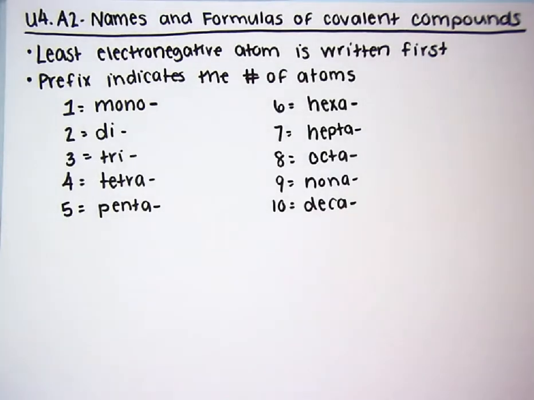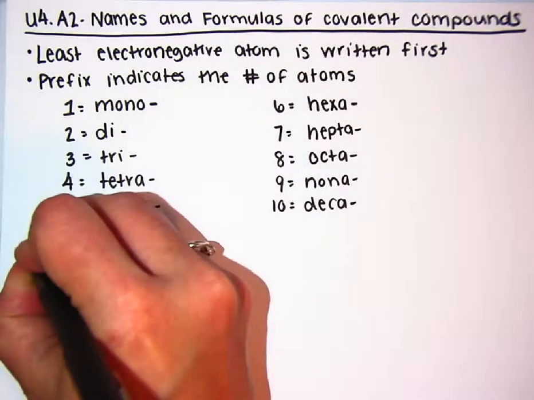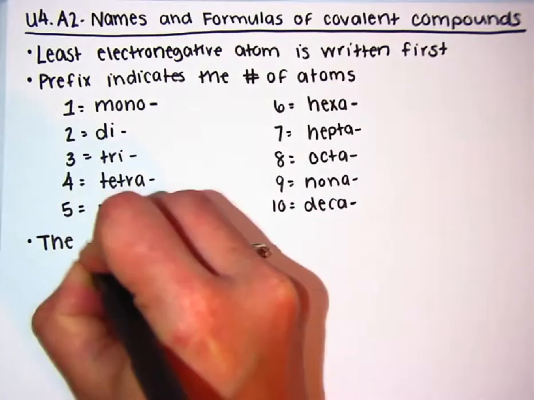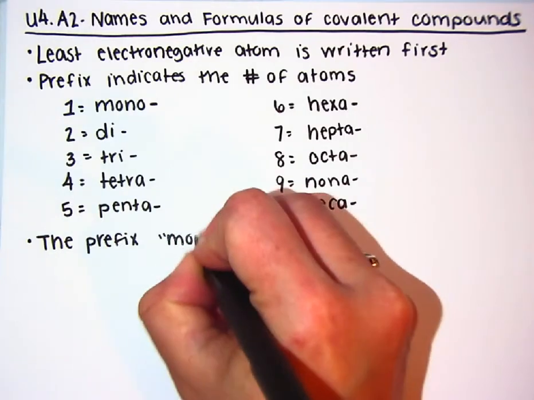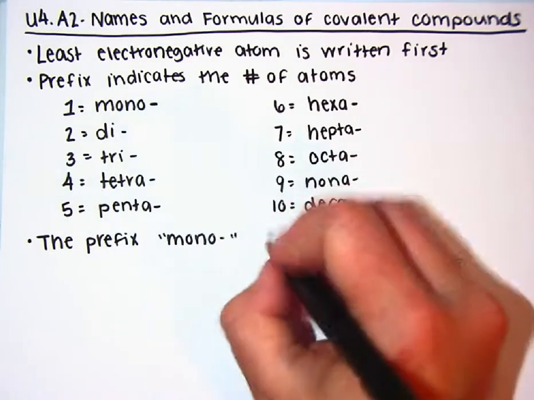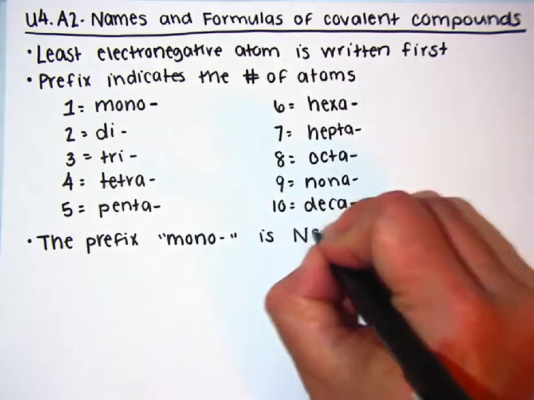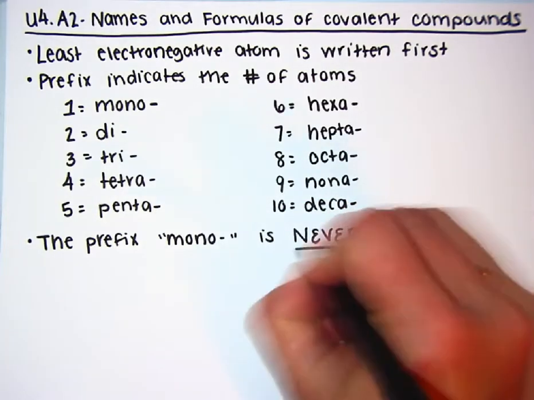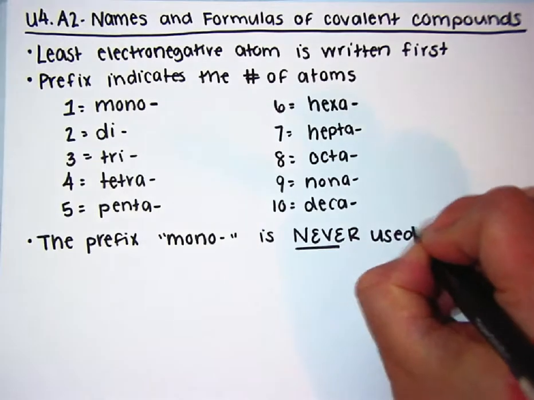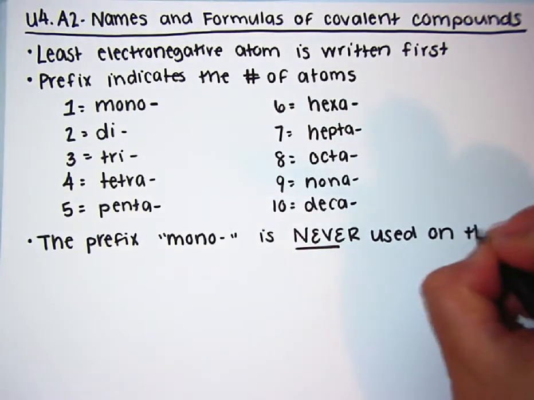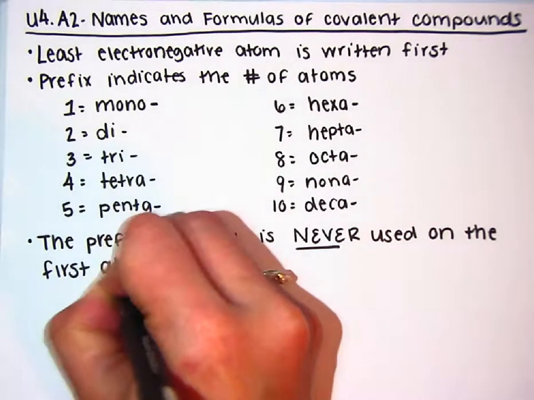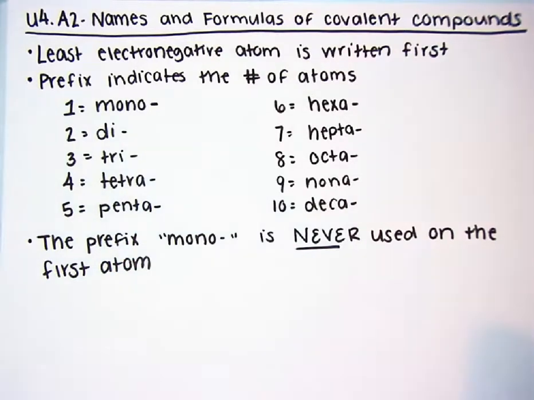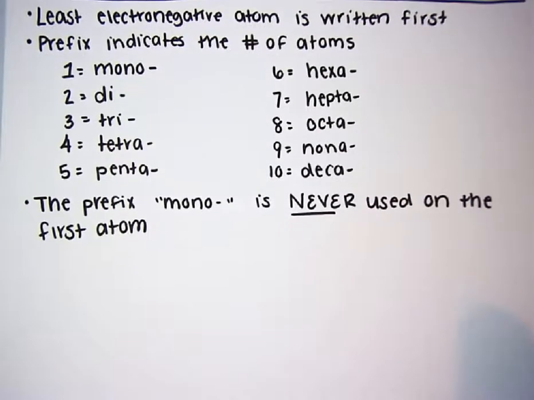All right, a few other rules. The prefix mono is never used on the first atom. So if you only have one of the first atom, we're not going to use that prefix mono.